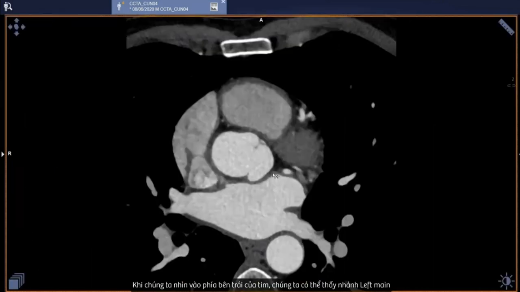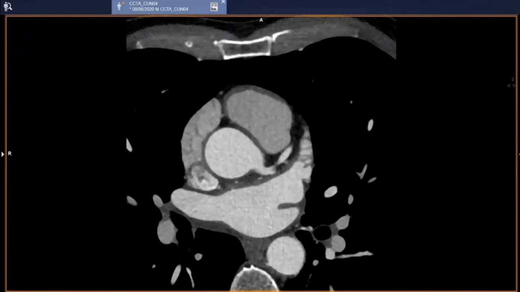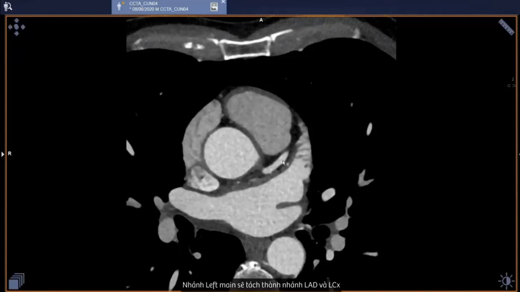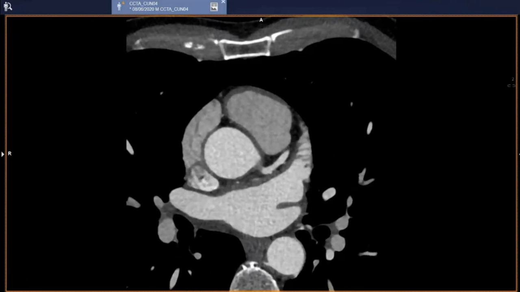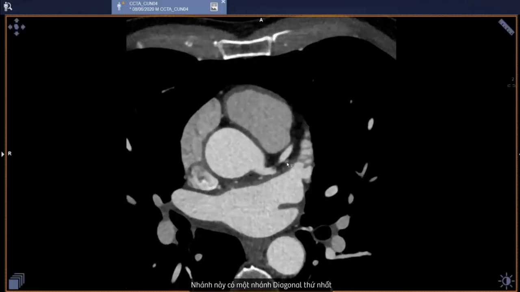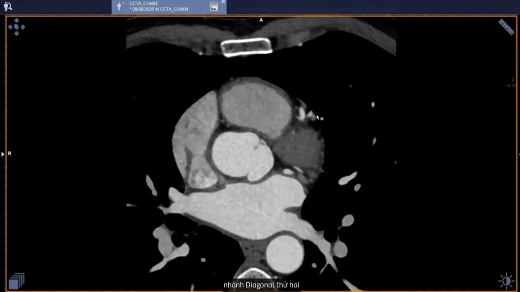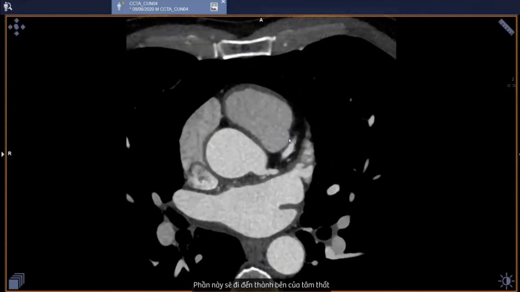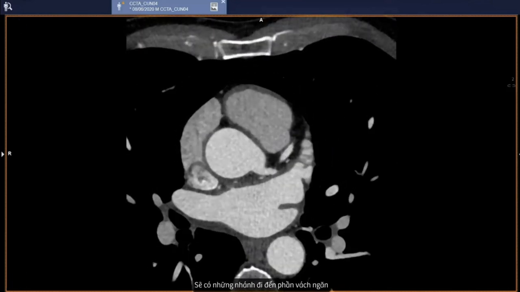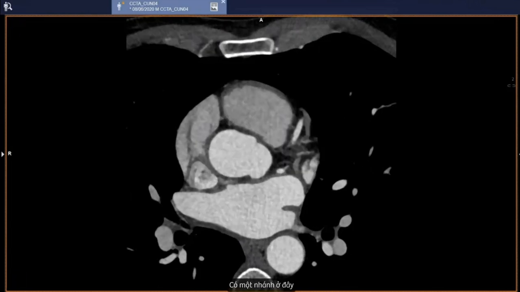When we look at the left side of the heart, this is the left main. The left main is bifurcating into the LAD and the circumflex artery. The LAD, which is this artery, will give this first diagonal branch, second diagonal branch, and third diagonal branch. See that these go to the lateral wall of the ventricle. There will also be branches coming into the septum. There is one here and another tiny one here.